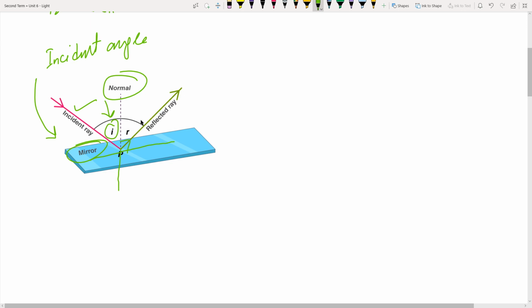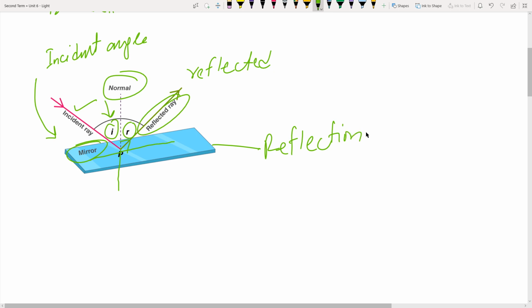And the angle that it makes after reflecting is called the reflected angle. And the ray would definitely be called the reflected ray because it just got bounced off. It reflected off this reflecting surface. So these are the three things you need to remember. Let's call this the reflecting surface.